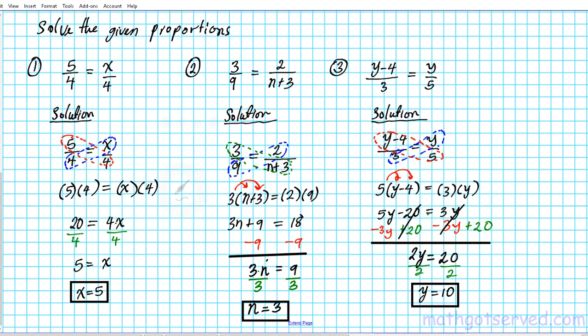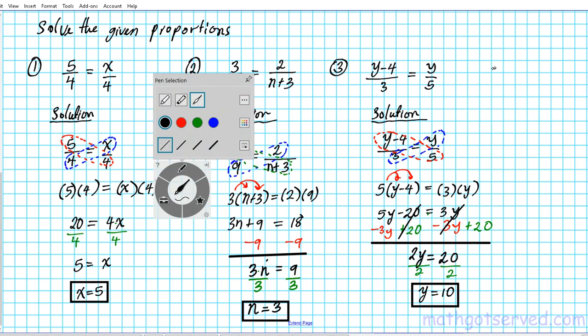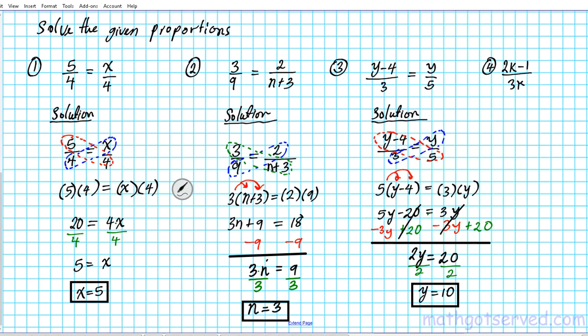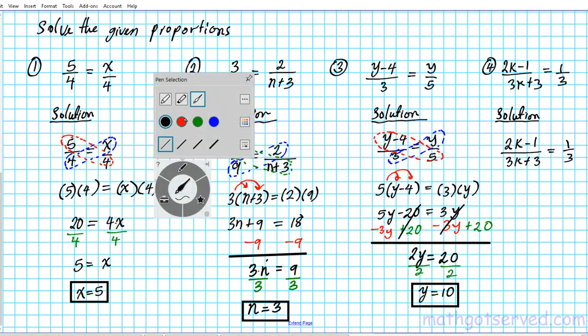Now, what if we have the proportion for number 4? Let's say we have 2k minus 1 over 3k plus 3 equals 1 over 3. Alright, so we're going to solve this equation using the star method. Alright, so we have 2k minus 1 over 3k plus 3 equals 1/3. What we're going to do first, let's go ahead and set up our stars.